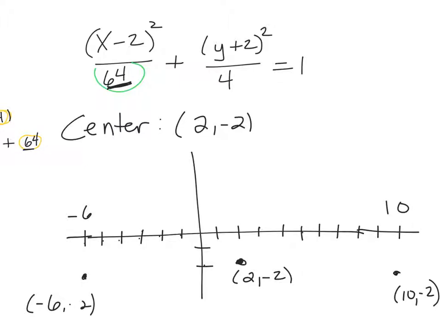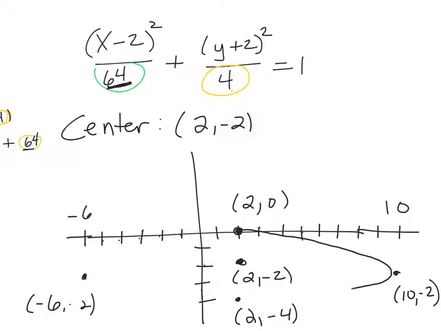Now I need to look at how high up and down I go. So I take the square root of the denominator of the y term. I'm going to go up 2 units, and that puts us at 2, 0 for my vertex. And I go down 2 units, and that puts me at 2, negative 4. And now I try to draw an okay looking ellipse.